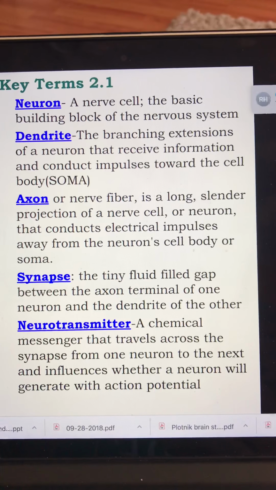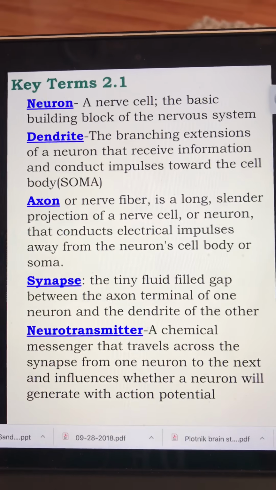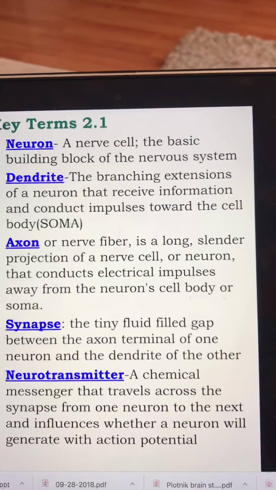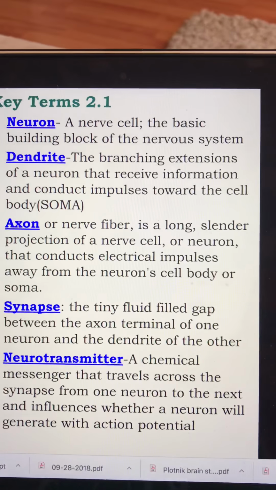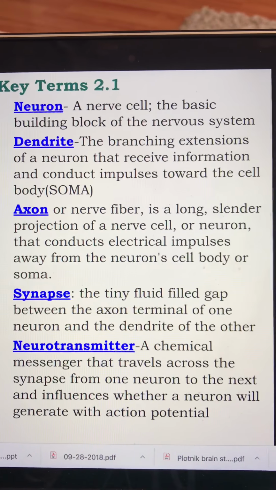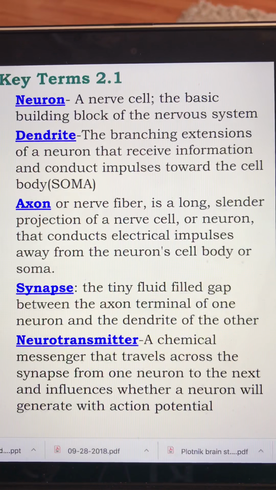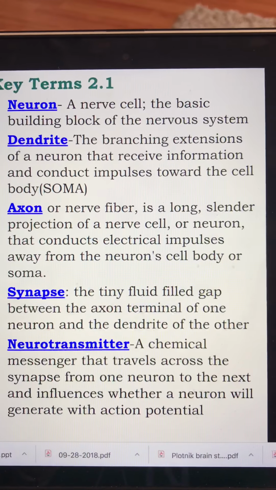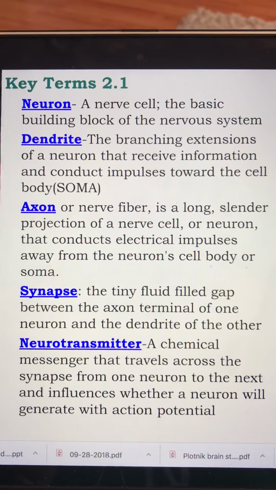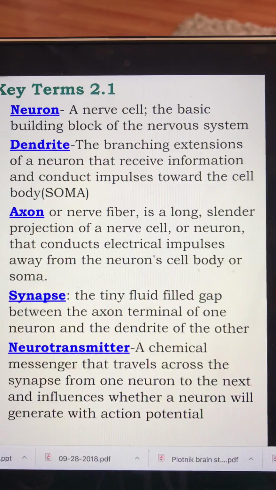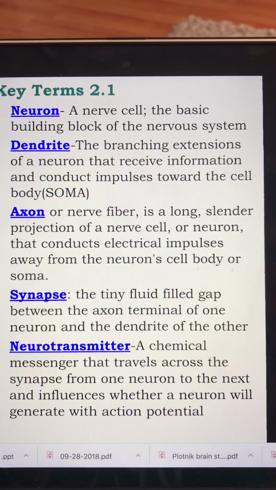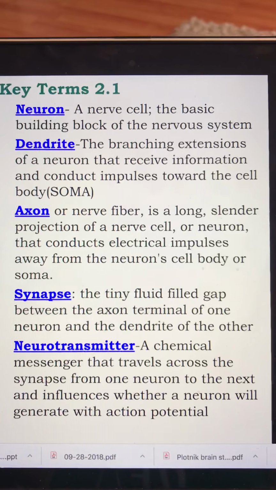So a neuron. A neuron is a nerve cell. It's the basic building block. Essentially we have neurons all throughout our body, and this is how we communicate through our body. This is how neurotransmitters are sent from neuron to neuron. And as I explained last class in the brain lecture, we want to build those neurons. More neurons means faster communication. It essentially means that we are, quote, smarter, okay?